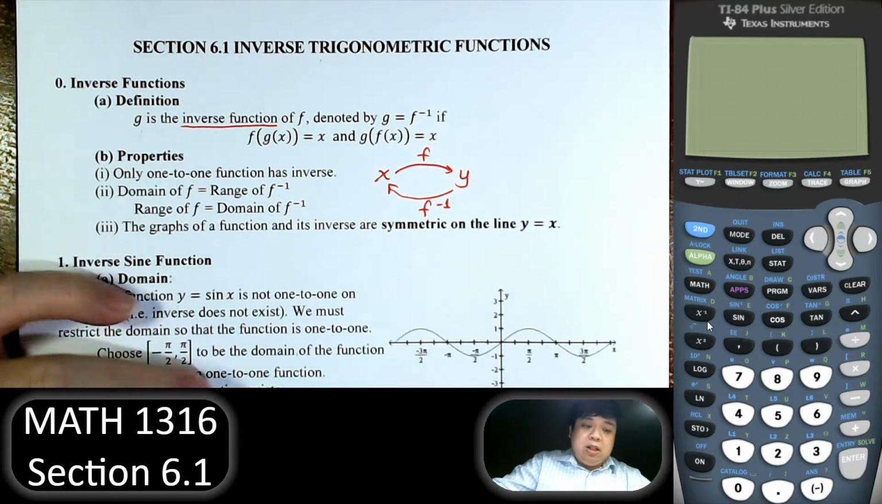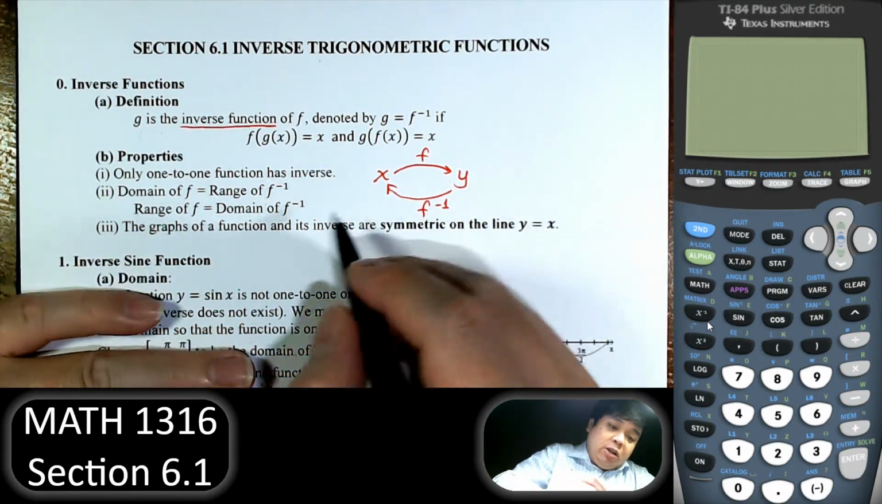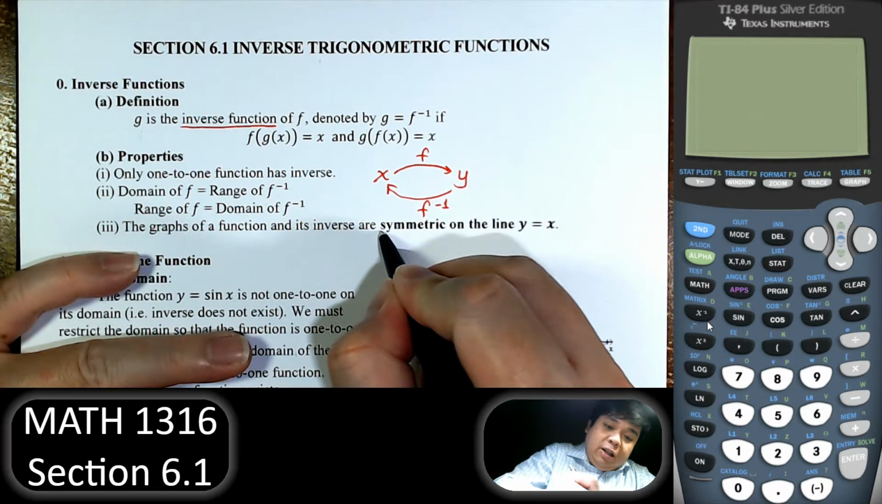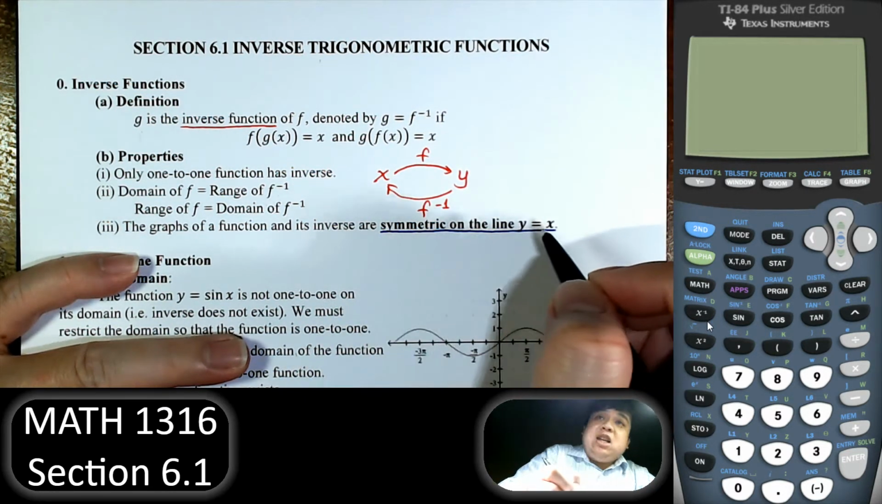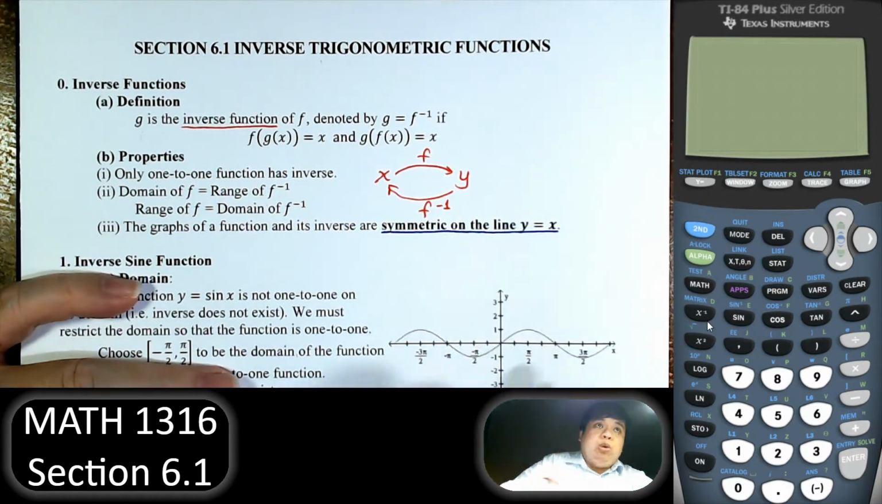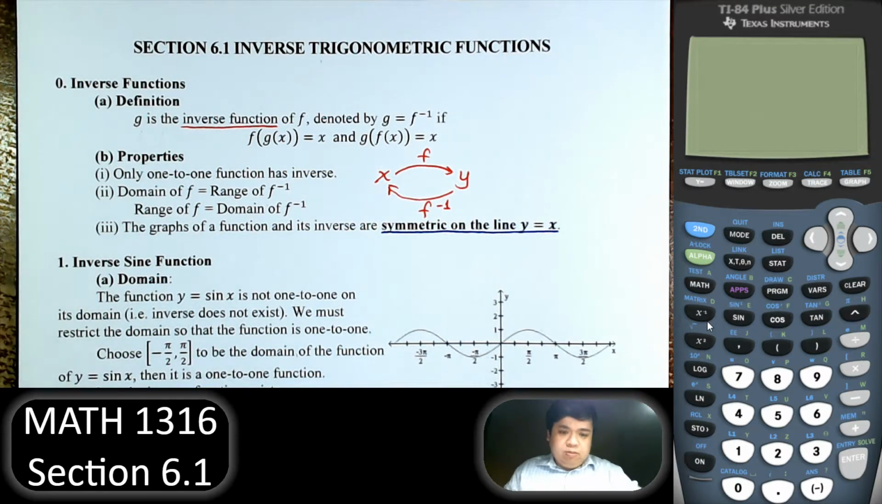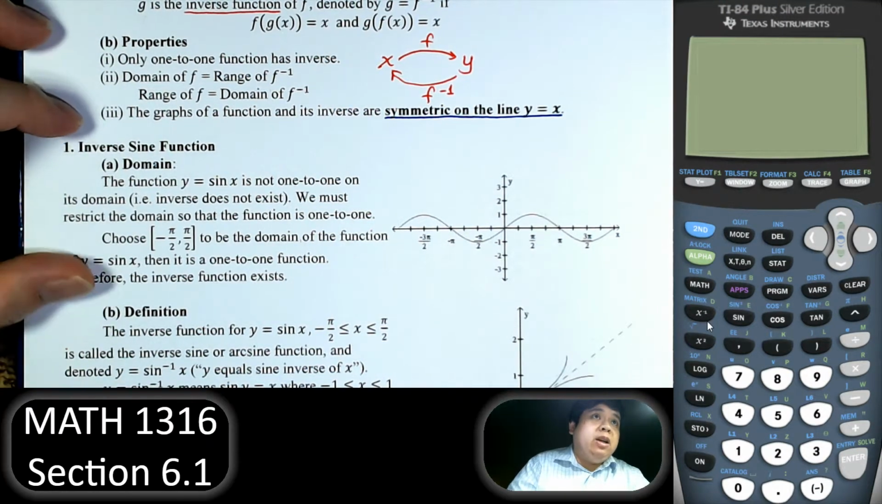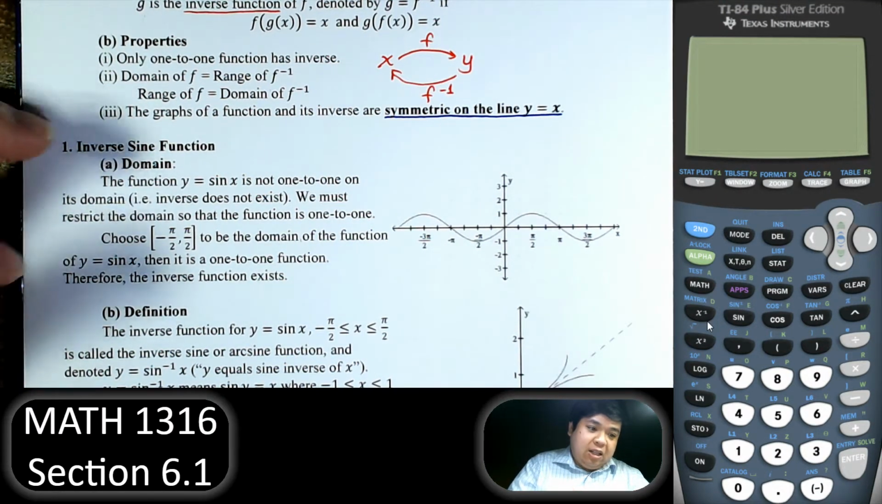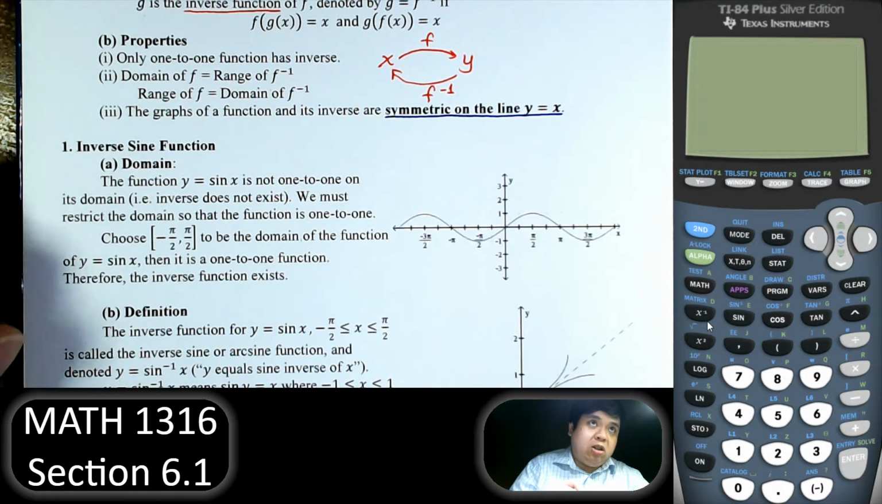And one property of the graph of an inverse function: the graphs of the inverse function and the function are symmetric about the line y equal to x. We'll see that in our definitions later. Now, first let's define the inverse sine function.